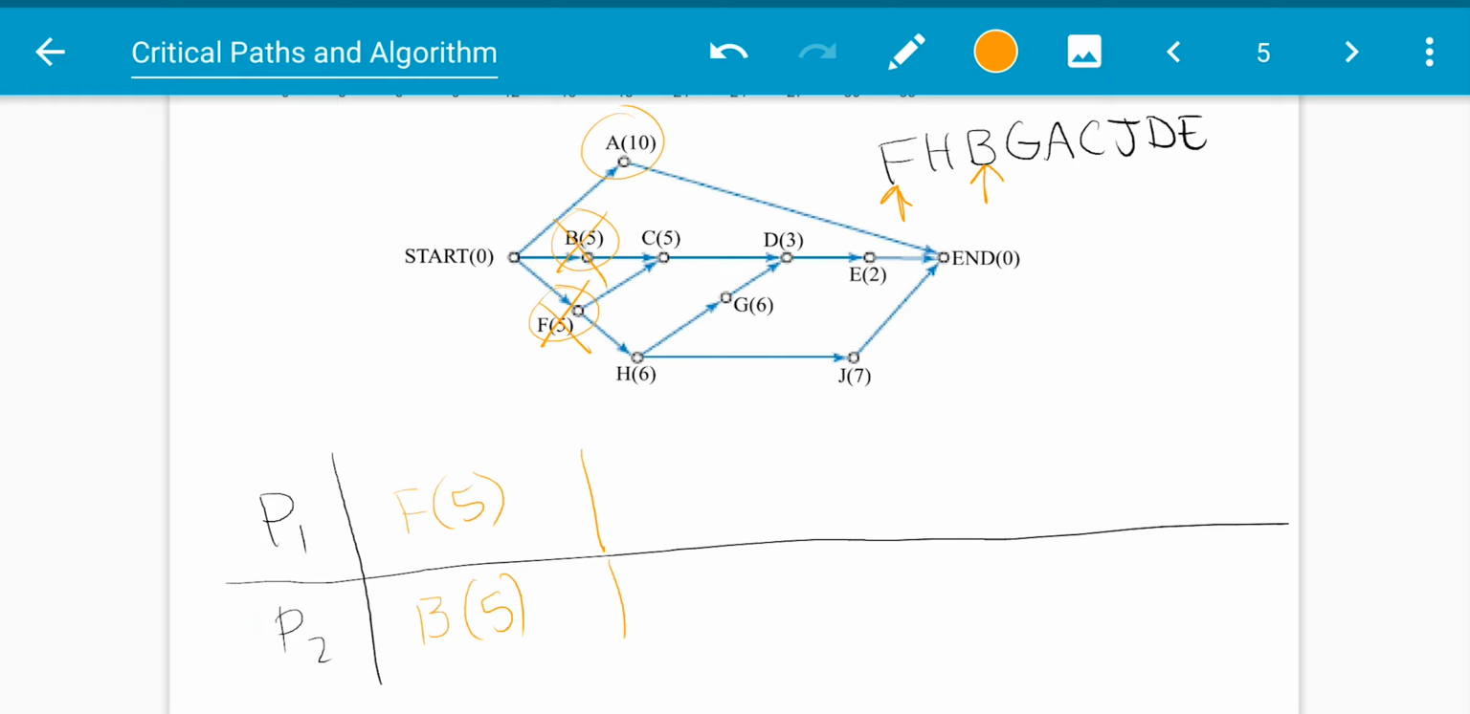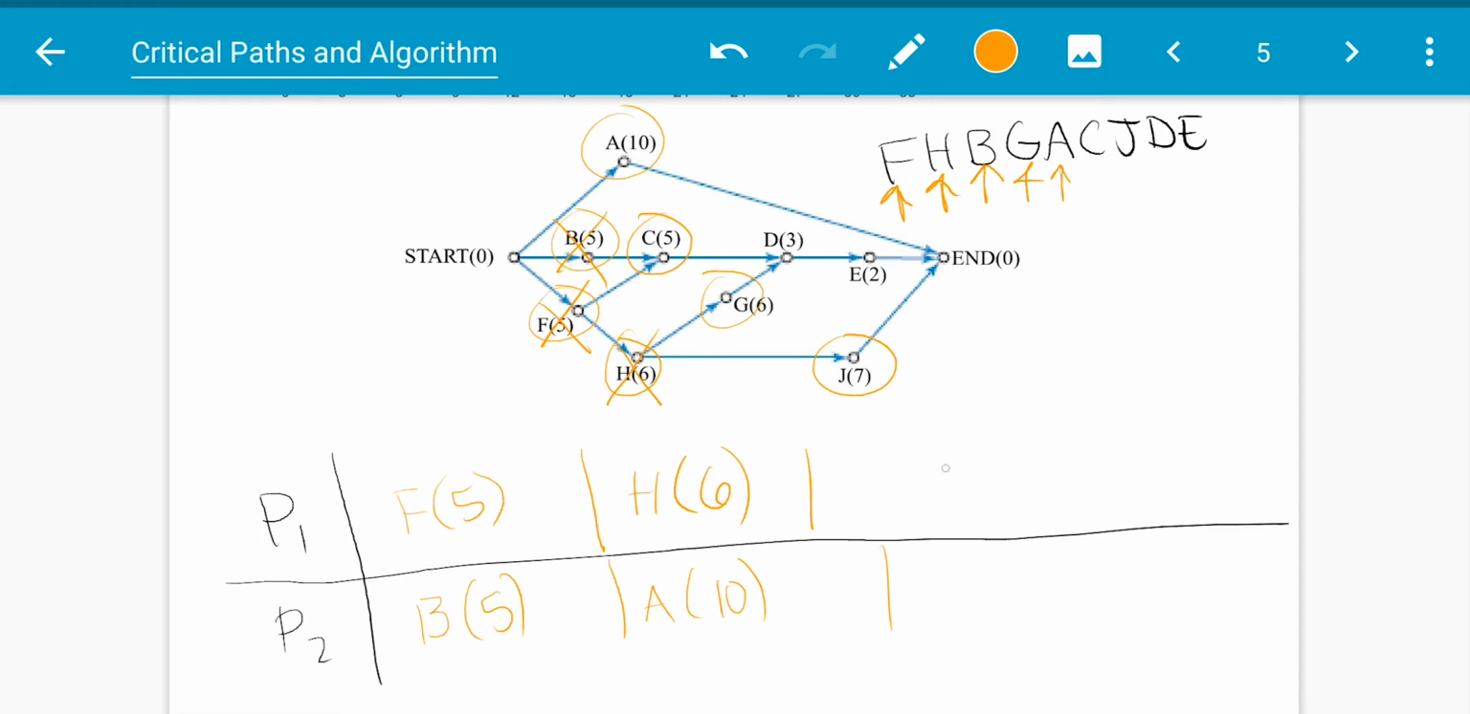Now that we finished F and B, we're going to circle C and H. And we have A available, so we're going to do H first because it's in our list. So H 6. And then we're going to either do C or A. Well, both of them are the same, so it really doesn't matter. We're going to do A, which is 10. We're going to go along. We finish H, so we can circle G and J.